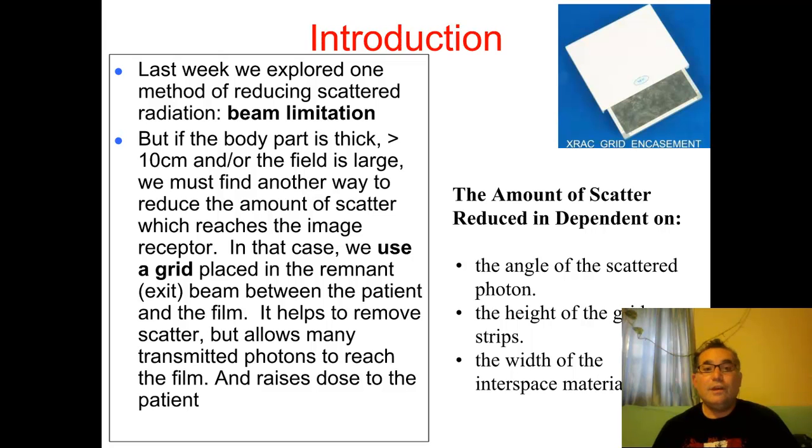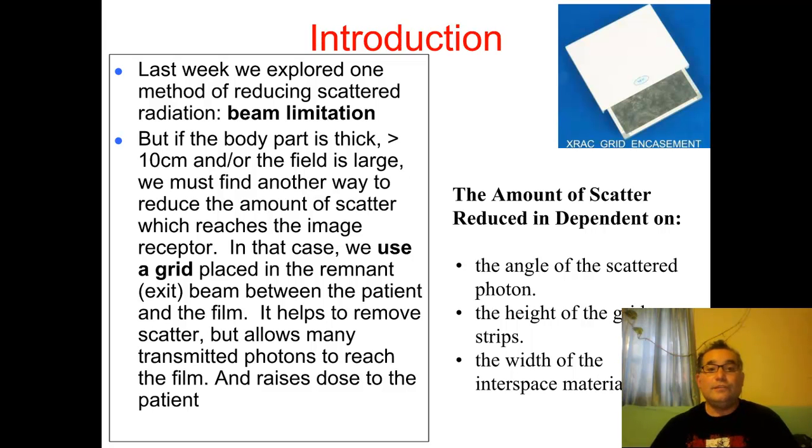Now this grid is placed between the patient and the image receptor. So in other words, you have your beam that interacts with the patient. Some of that radiation is going to come out of the patient. That is known as the remnant beam. A lot of what comes out of the patient is going to be scatter. This is what we are going to try to get rid of. By placing a grid after the patient but prior to the image receptor, the attempt is to remove the scatter before it interacts with your image receptor, be that a film or a CR cassette or a digital detector.